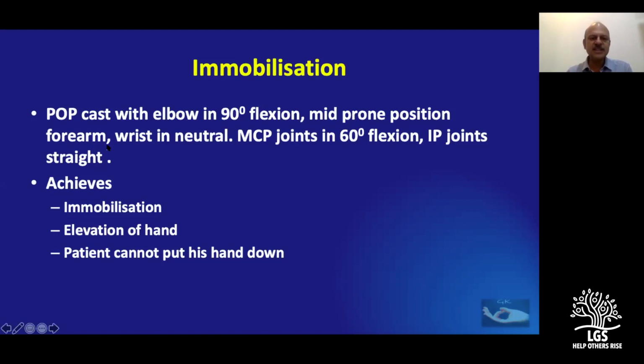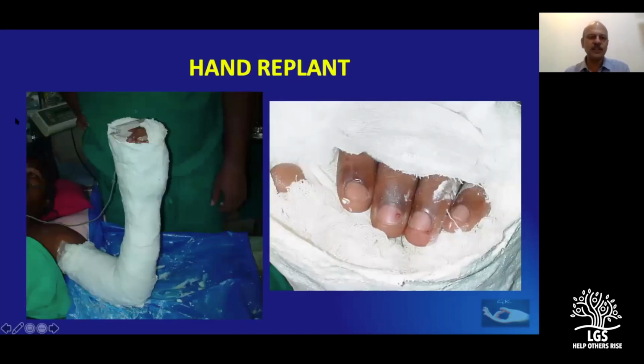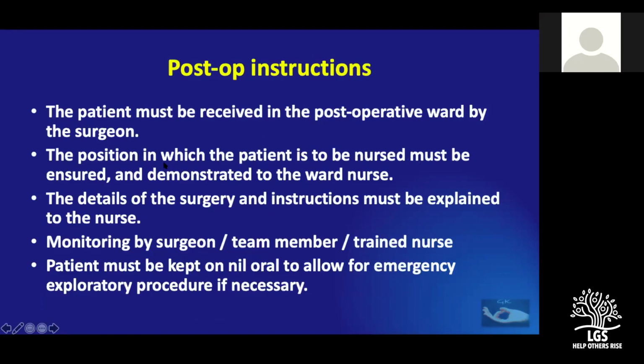Applying a POP cast with the elbow in flexion achieves immobilization and elevation of the hand, and when this sort of POP cast is put, the patient cannot put his hand down. If the patient puts his hand down, it is going to compromise the blood supply. Now, this is the usual position we apply. You allow the hand to be in a comfortable position. You can see all the fingers. You can even put an ultrasound on the fingers.